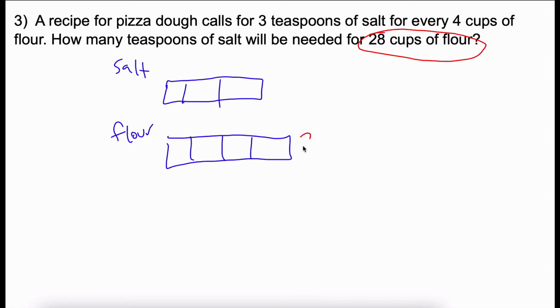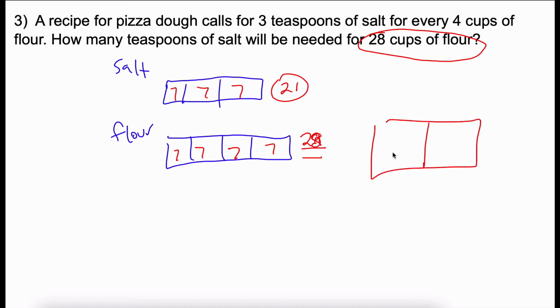So 28 spread across 4 pieces, that means that each of these is worth 7, and that means that each of these is worth 7. So that would mean your final answer is you use 21 teaspoons of salt. Another way to get here again is you could set up a table if you'd like, and it's a 3 to 4 ratio of salt to flour, and I need to get to something with 28.